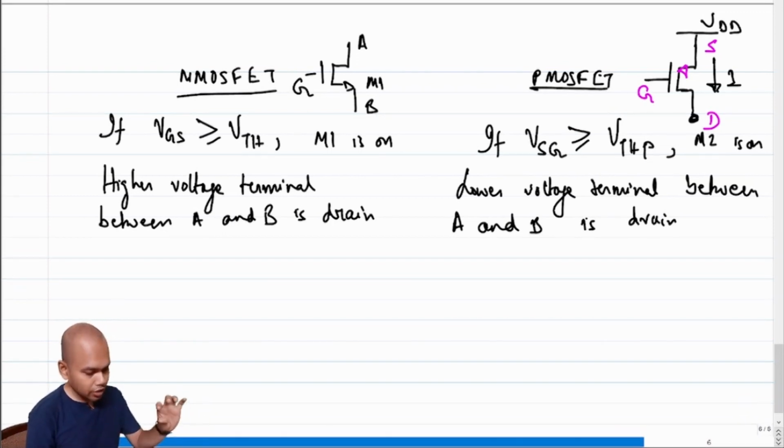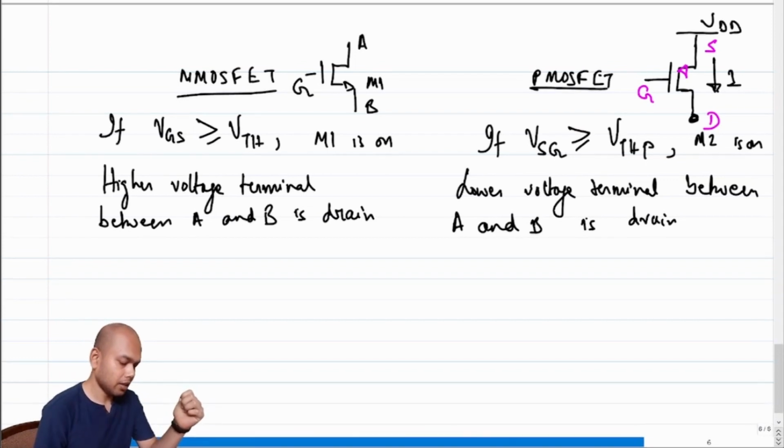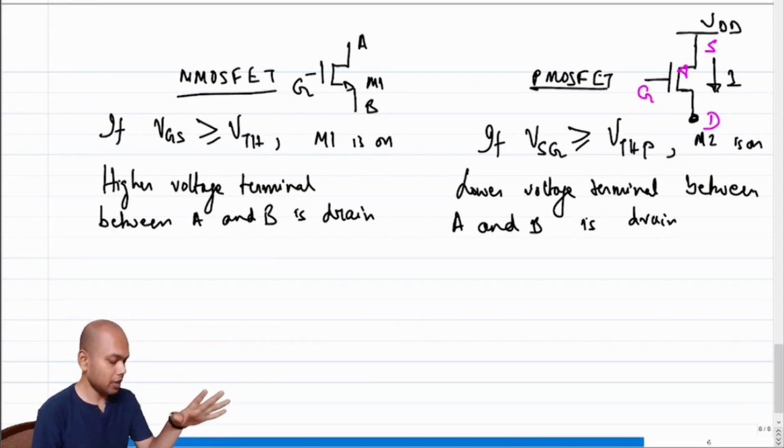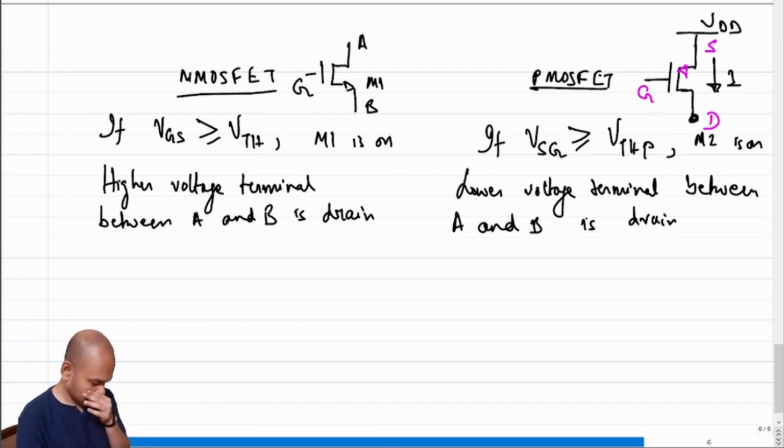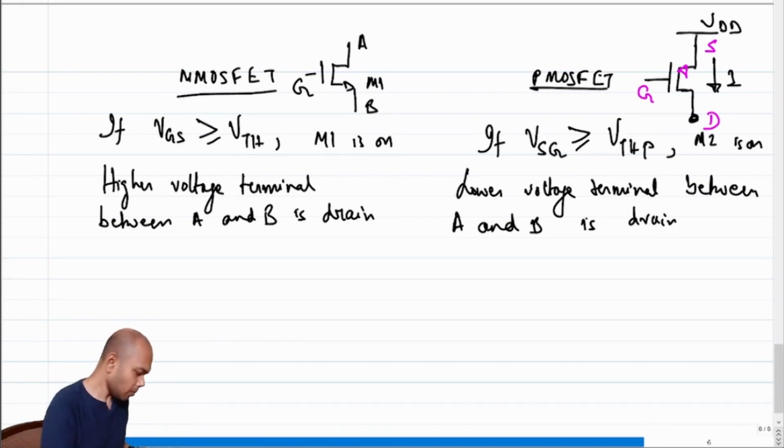So note that the direction of the arrow points inwards in case of a p MOSFET. In case of an N MOSFET, the arrow points outwards. Okay, fine, that's great. So let's proceed.